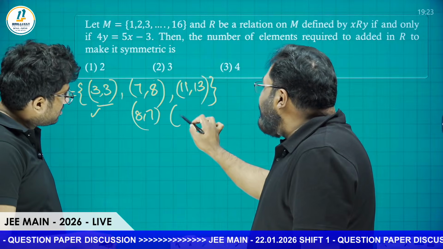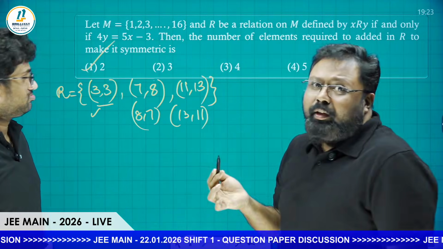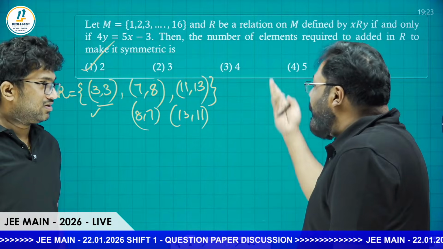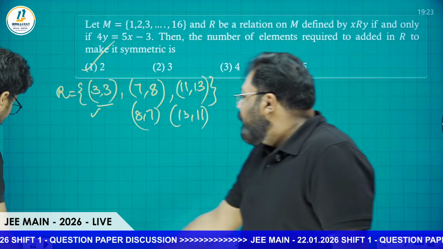And this needs 13 and 11. So how many pairs to be added? 2 elements. Only 2 pairs. Very simple, straightforward question. Everybody can get this answer. Not even 1 minute we need to solve this.